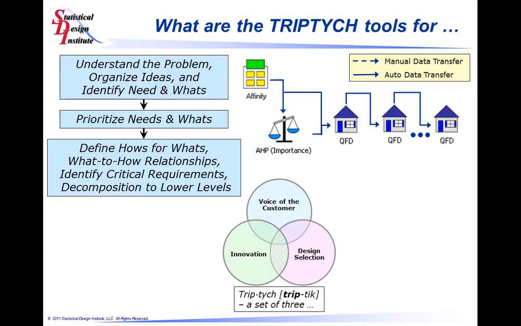Once we understand what the primary needs are and have those prioritized, now we're ready to start looking at how we can convert whats into hows, analyzing the relationship between these whats and hows, identifying the critical requirements for this solution, and then decomposing these requirements into lower levels. The quality function deployment technique really supports this application of this set of concepts very well. It allows you to document your whats, create the hows, assess the relationships, and then flow this information to other houses of quality to support the requirements decomposition process.